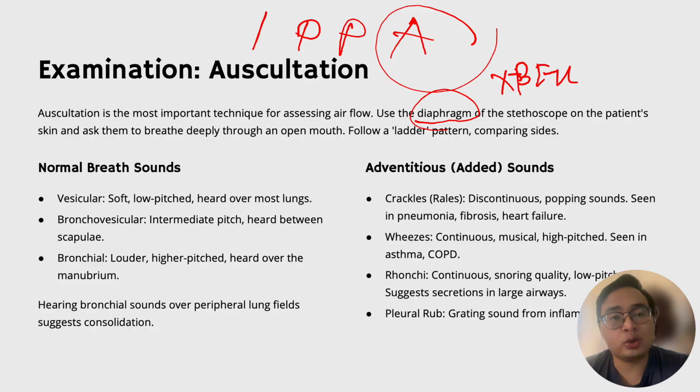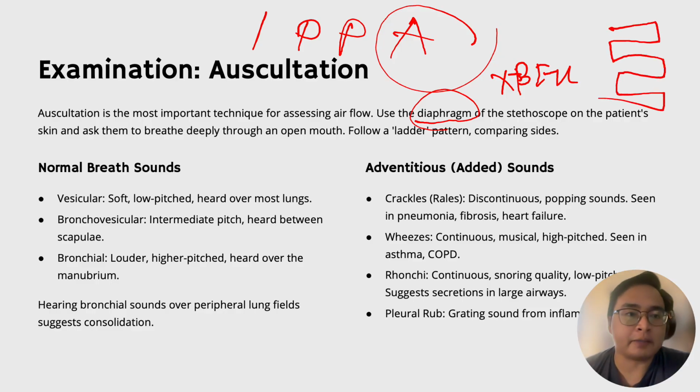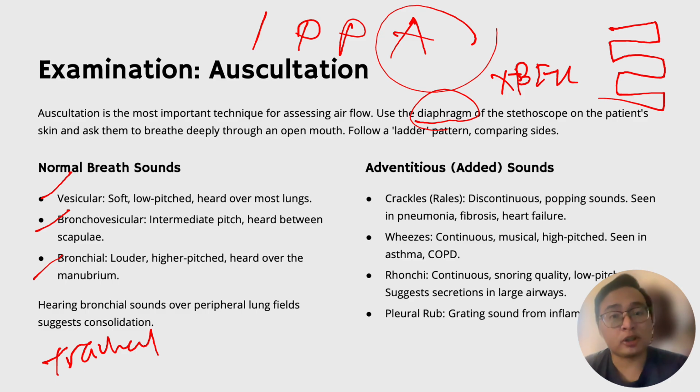We also do the ladder pattern, which is what we did in tactile fremitus, right? Because we're comparing symmetry. There are two types of sounds: normal breath sounds and adventitious or added sounds. Normal breath sounds, of course, are normal, and we can differentiate four types: vesicular, bronchovesicular, bronchial, as well as tracheal. All of them are normal.